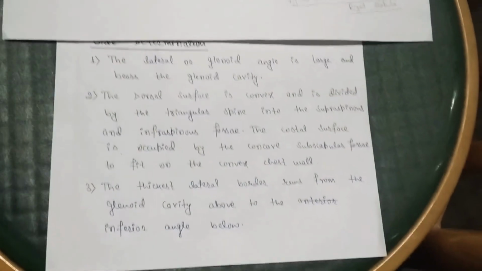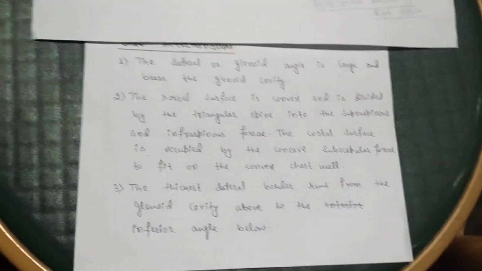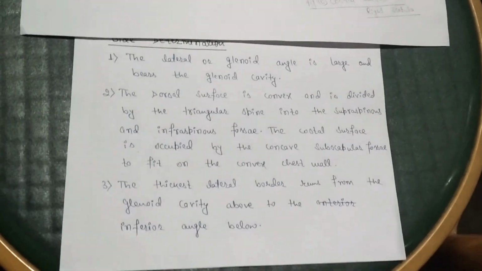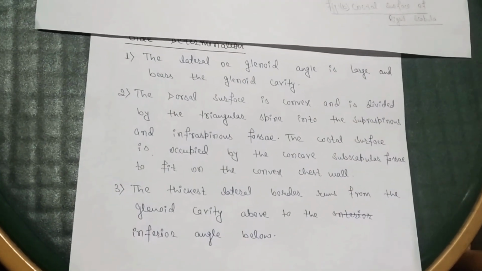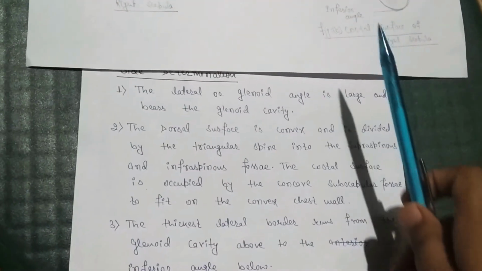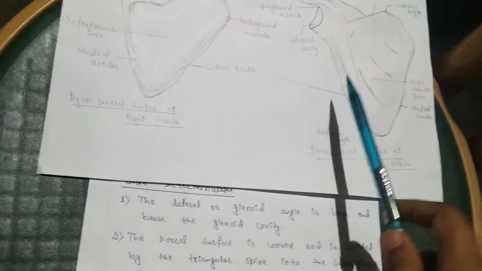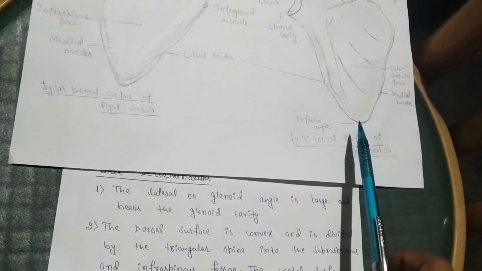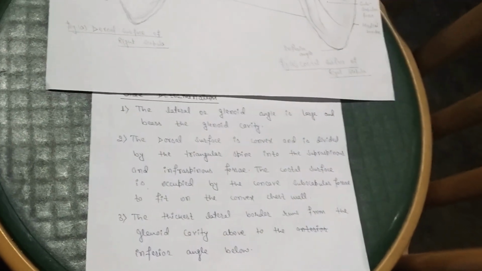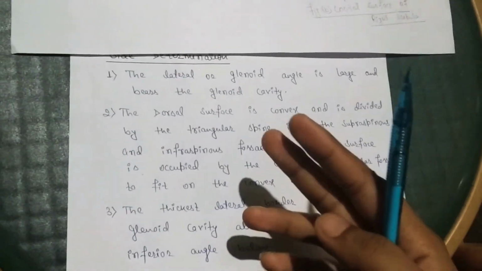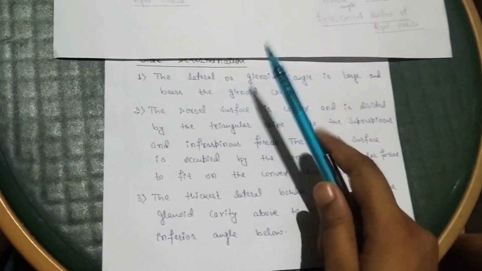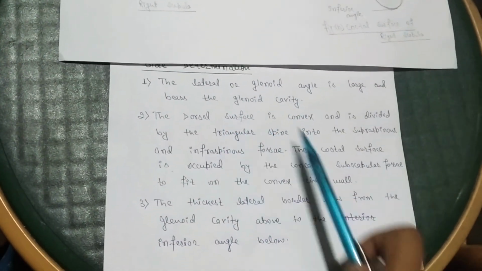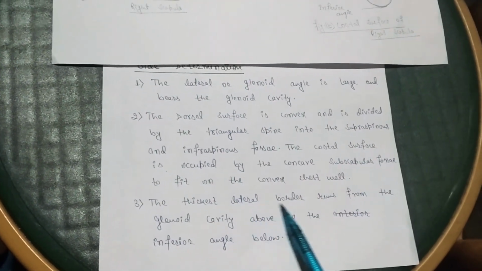And the third point is the thickest lateral border, which runs from the glenoid cavity above to the inferior angle below. This is the lateral border, the glenoid cavity is above and the inferior angle is below. So this is the side determination. We have to remember these points and the four things: the lateral or glenoid angle, the dorsal surface, the costal surface, and the lateral border. So the side determination is over.